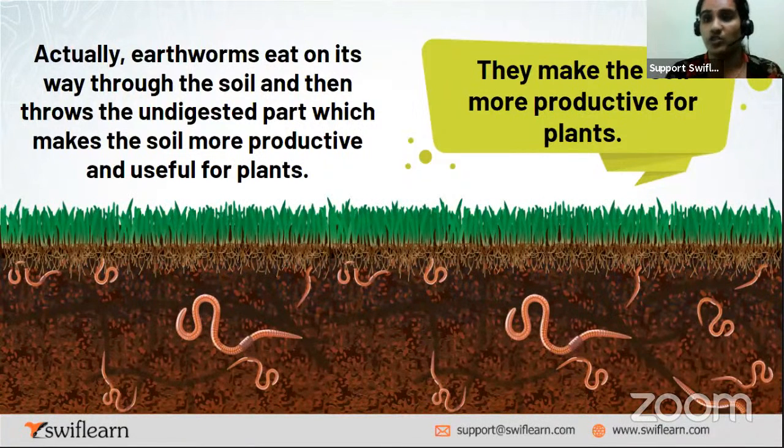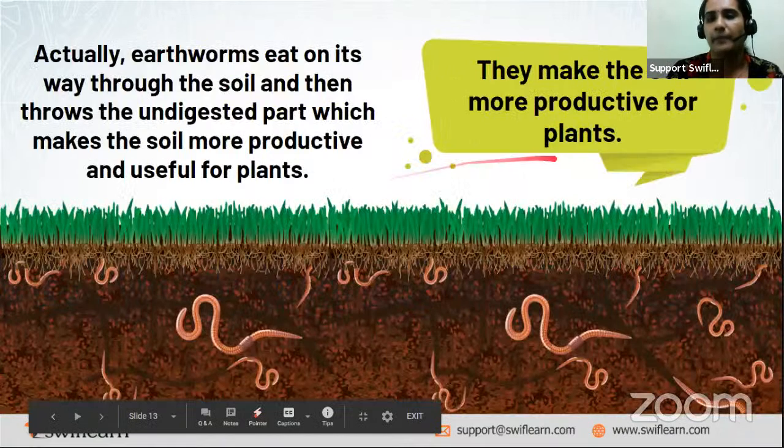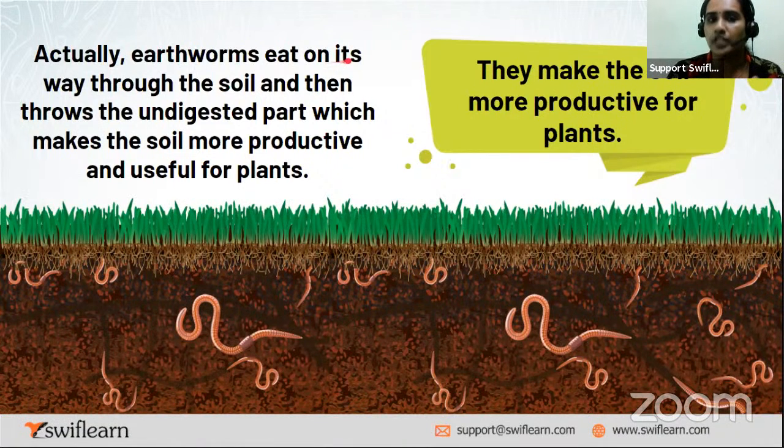Moreover, more oxygen will be there for the plants to grow. They make the soil more productive for plants, as I told. The earthworm eats its way through the soil and throws away the undigested part, which adds more nutrients to the soil. They are just doing the process of plowing, we can say. It is mainly useful for the plants.